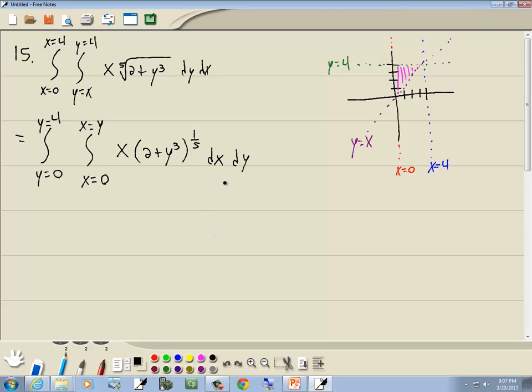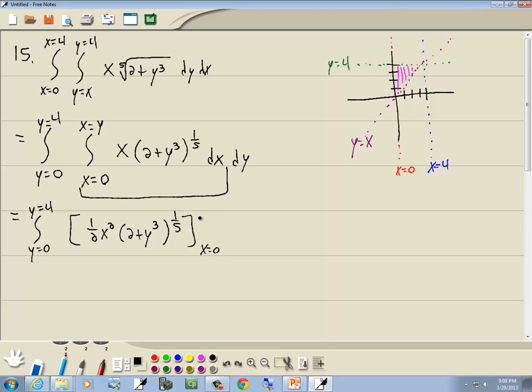Okay. Let's look at our inner one now. We're integrating with respect to x, sorry. So the 2 plus y to the third to the 1/5 is just a constant. So it doesn't change anything. It's like having a 5 and a 5 there. It just stays there. And the integral of x is 1/2 x squared. You add 1 to your power, divide by your new power. So that becomes 1/2 x squared. And again, this is just a constant, so it just stays, x equals 0 to x equals y.